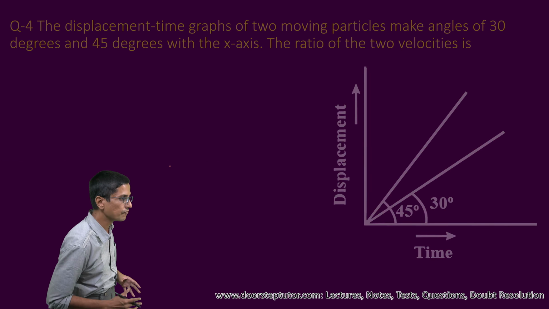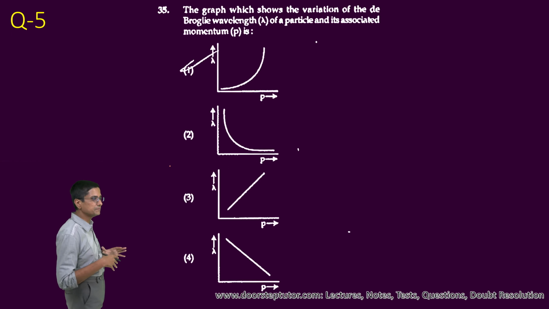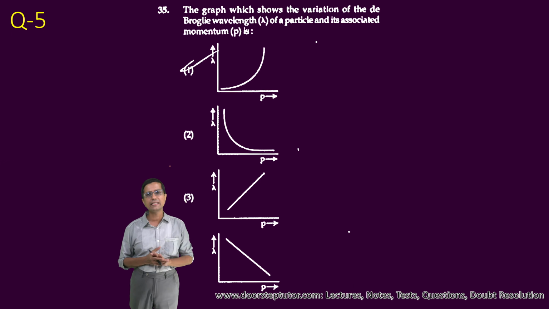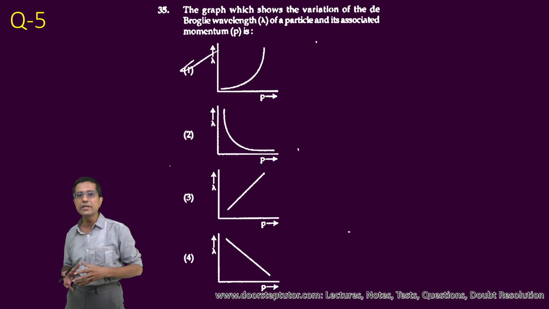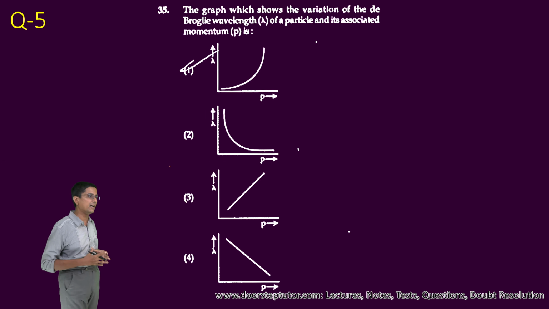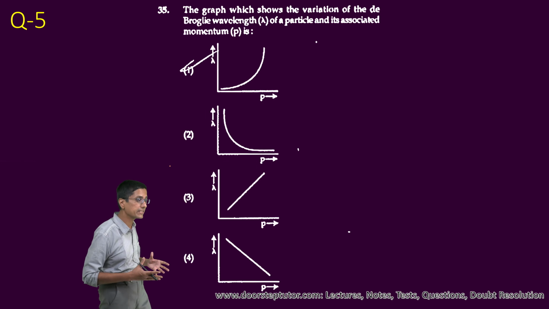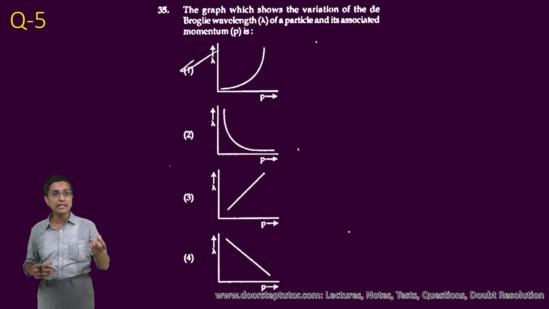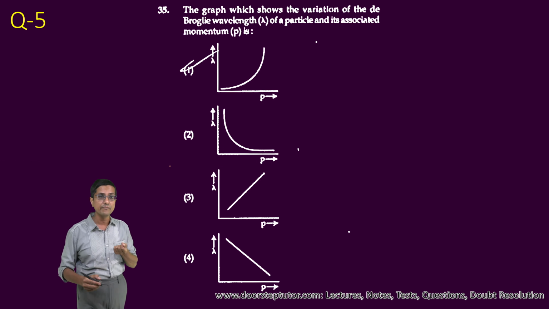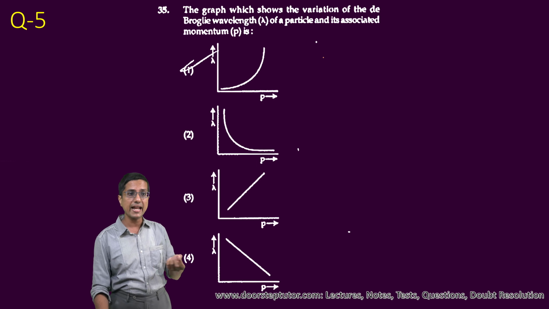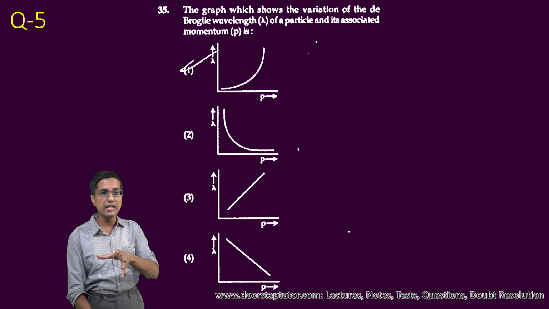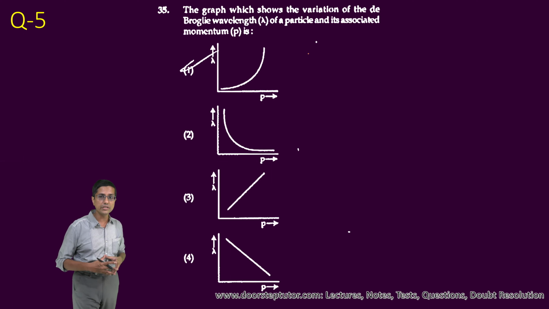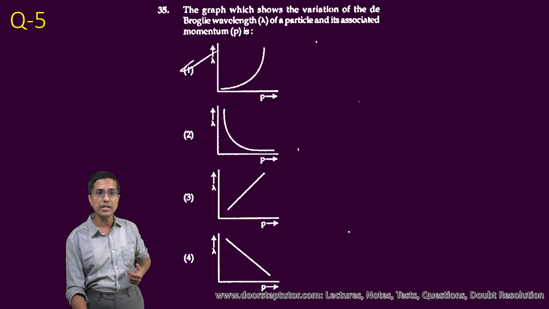So very simple. Now the next question and the last question for today is of course a very direct question, but the problem here is that people don't take this particular section very seriously. This is coming from Heisenberg's uncertainty principle, and this is important. What we are saying is the de Broglie wavelength and the associated momentum. What is the relationship between the two? How are they related?